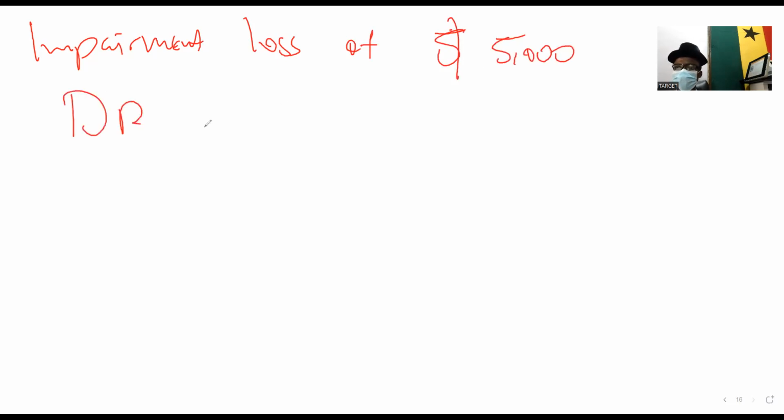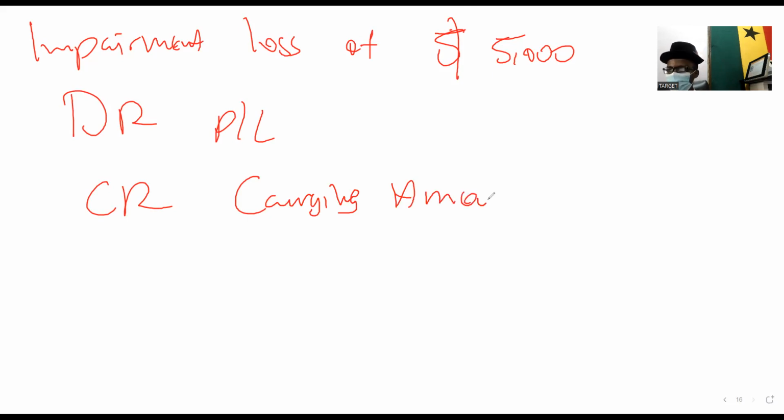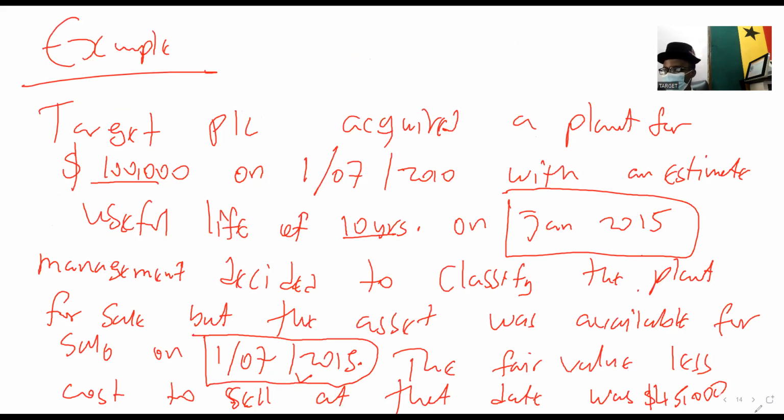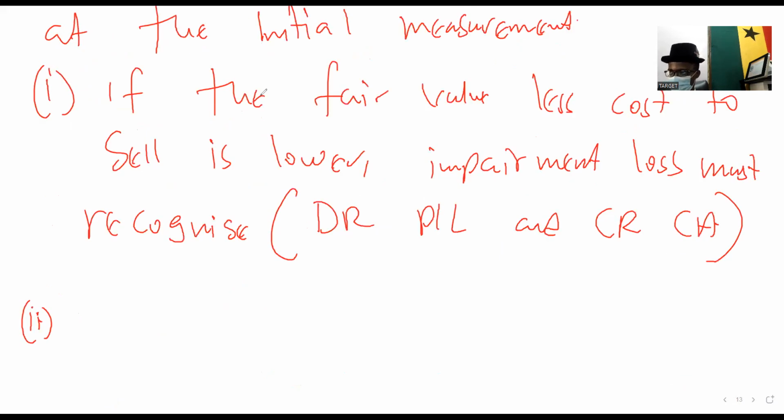The treatment is you debit P&L, you credit the carrying amount of the asset. So at the end of the day, the new value of the asset after first recognition will be what? It will be 45,000. So we are reducing the 50 to 45. That is the treatment, and that is what I'm explaining here for you.